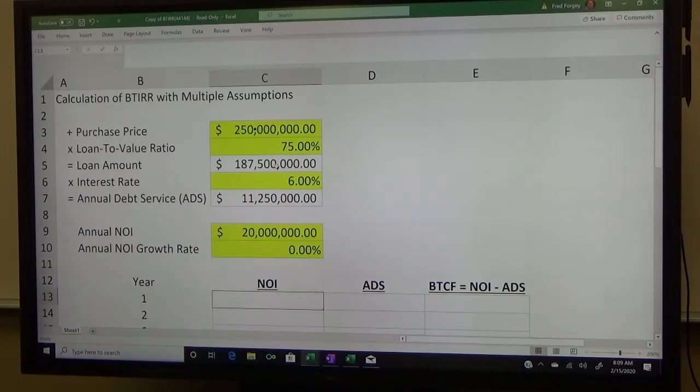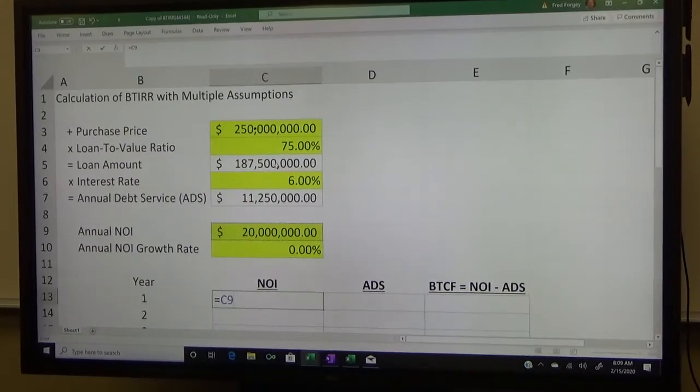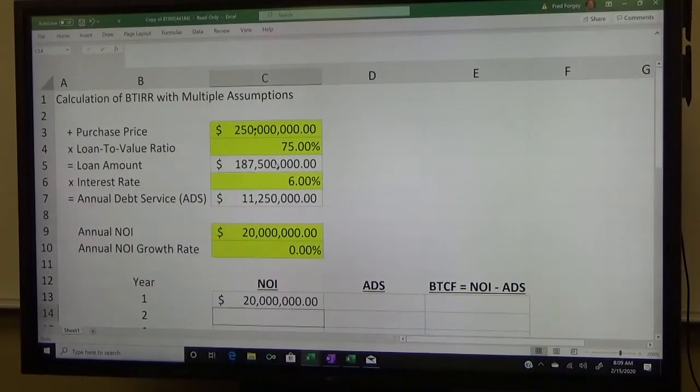So what that means is whenever we come down here to our net operating income, we're going to start out, and actually, I'm just going to cell reference this so I don't have to retype it. So we start out with the $20 million in year 1 as our NOI.